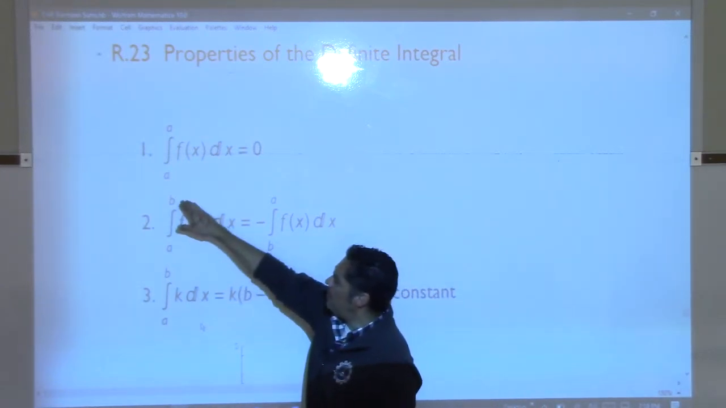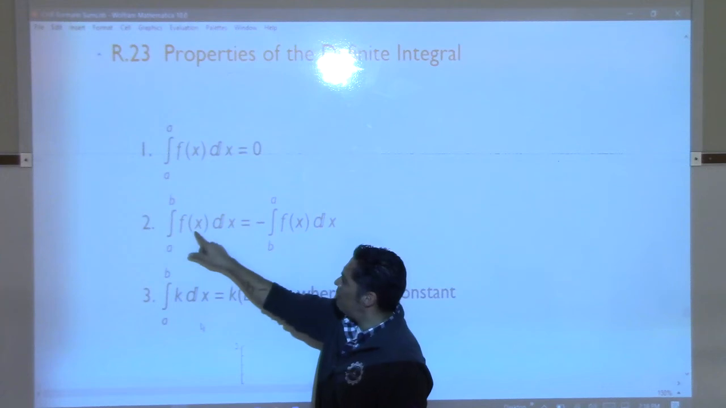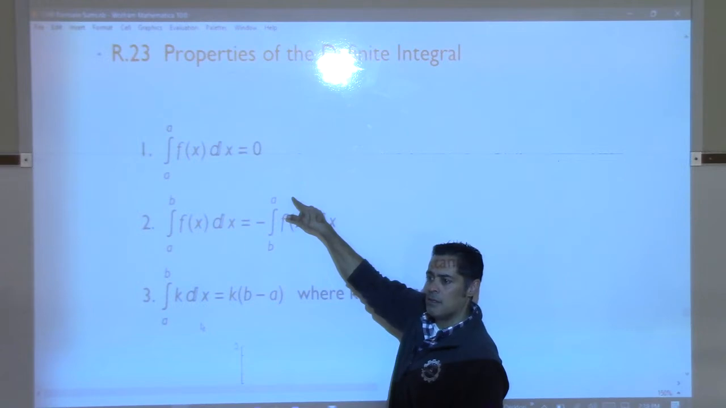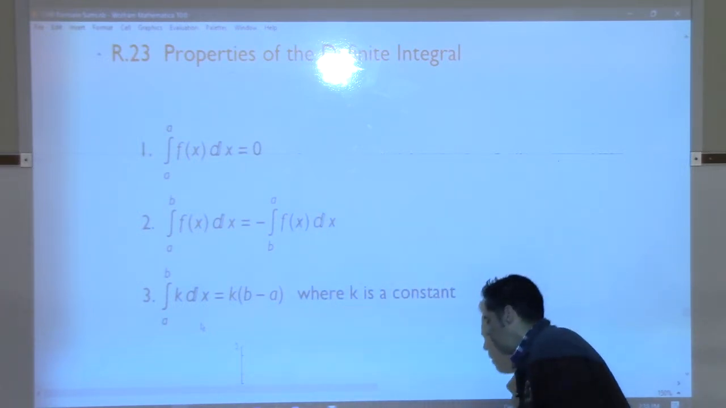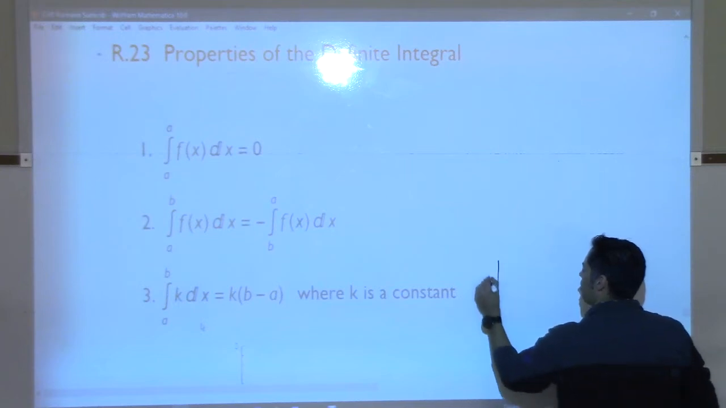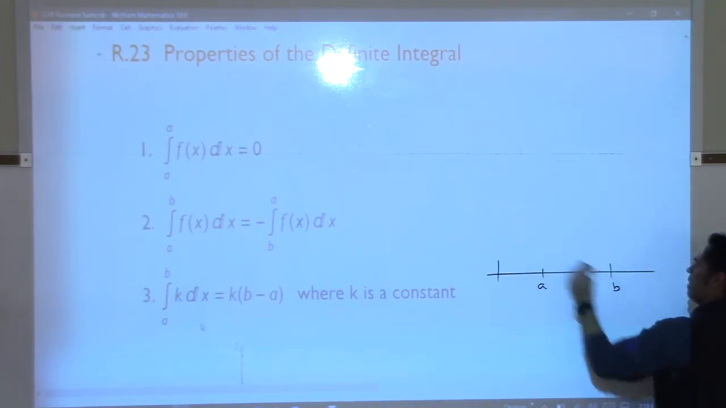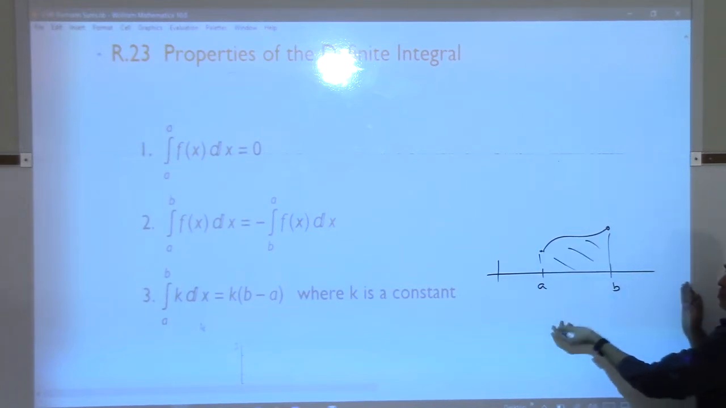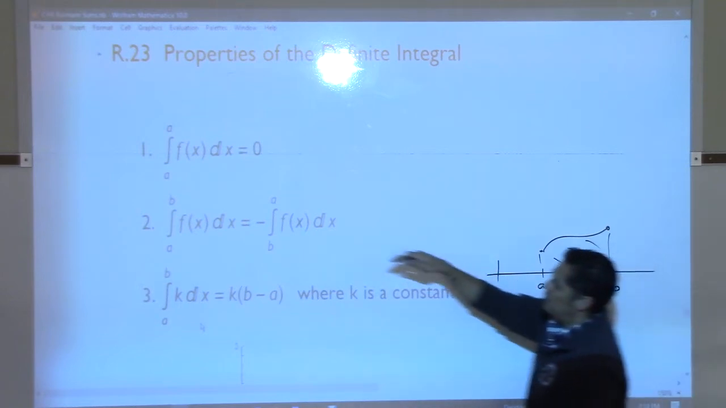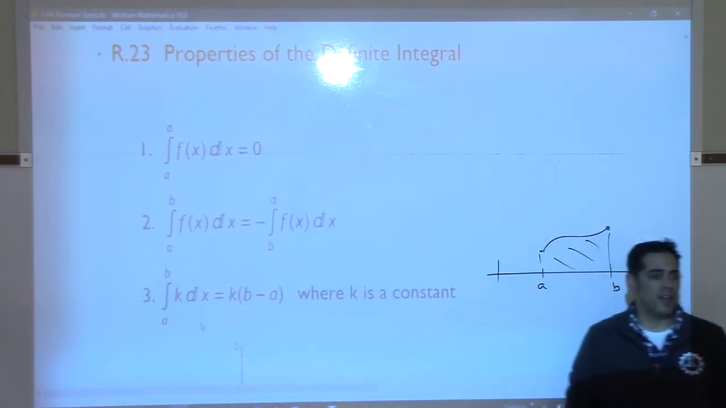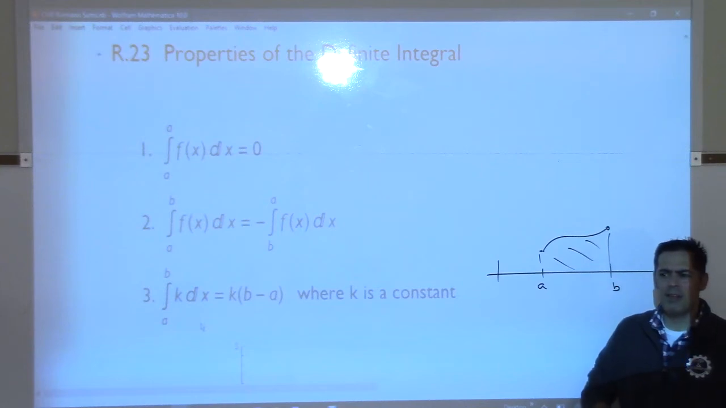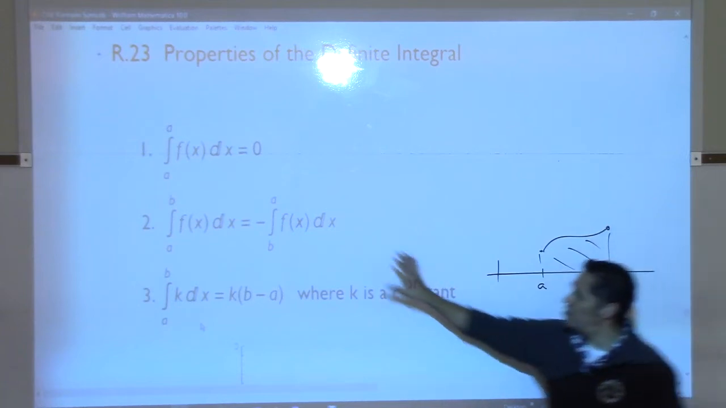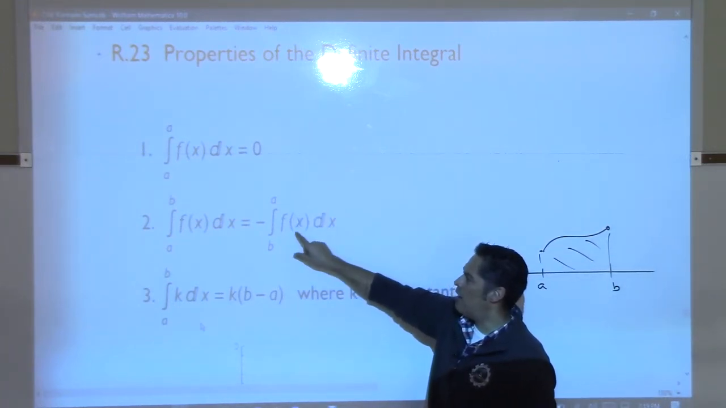This one right here: if you go from A to B, so let's say A is over here and B is over here, and you want to find that area, that's equal to the negative of going from B to A. If you reverse the order, whatever that area is, going from B to A you're going to get the same answer, just off by a sign. Why do you think that would be true? What changes in here? Does your height change?